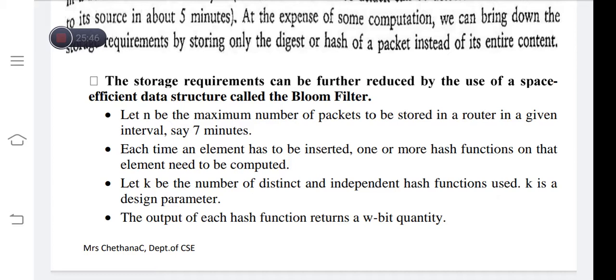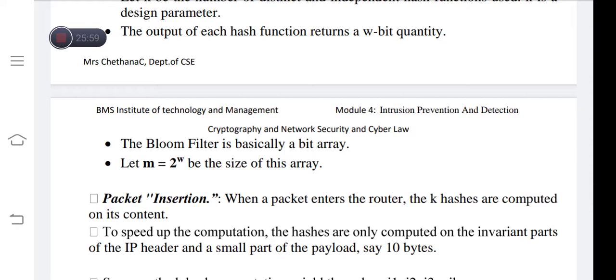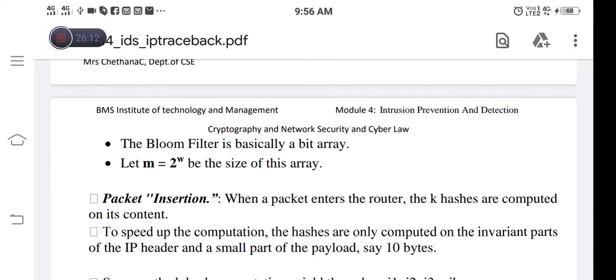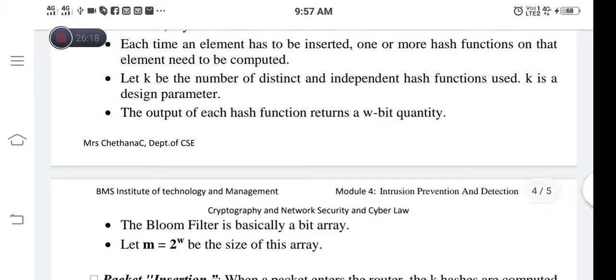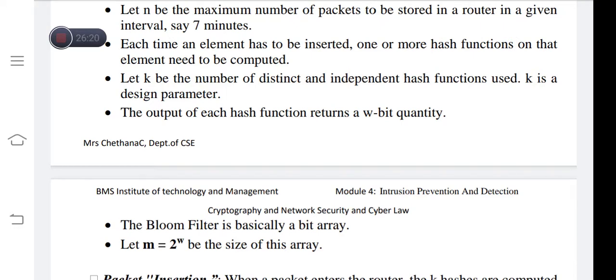So now the output of each hash function returns a w-bit quantity. Okay, the output of the hash function is a w-bit quantity. So the Bloom filter is basically a bit array, and the size of this Bloom filter is 2 to the power w, represented as m. M is equal to 2 to the power w, the size of the array. What is this w? w is the output of the hash function, which is a w-bit quantity.